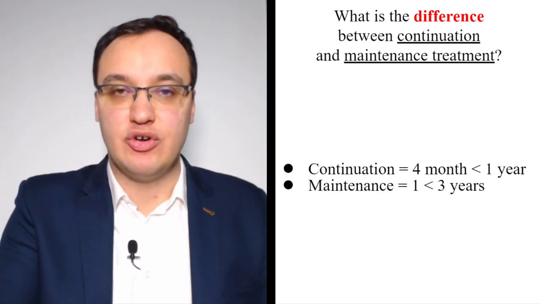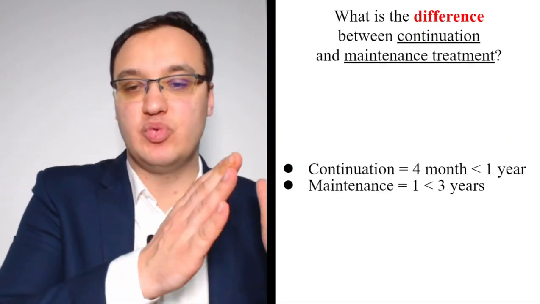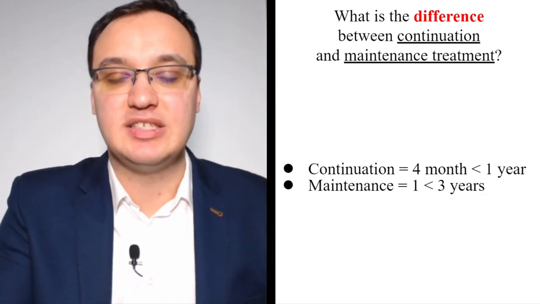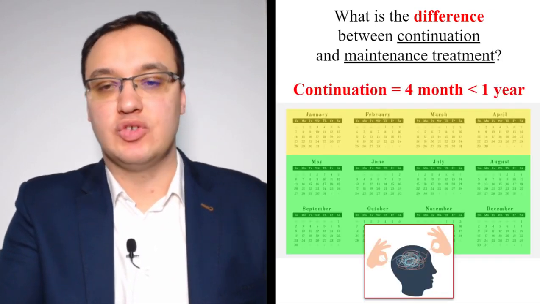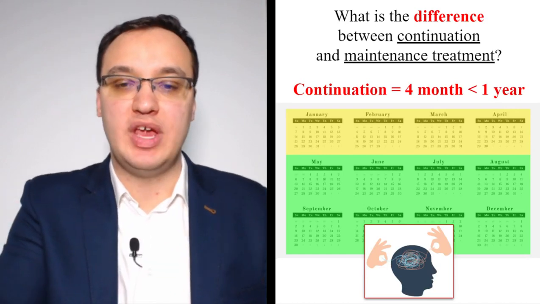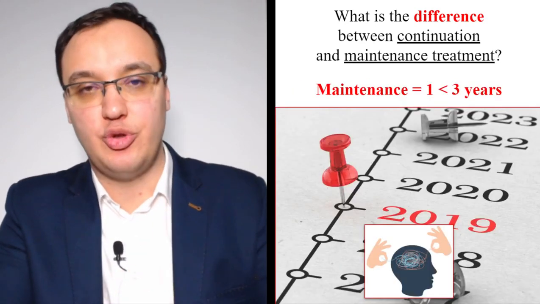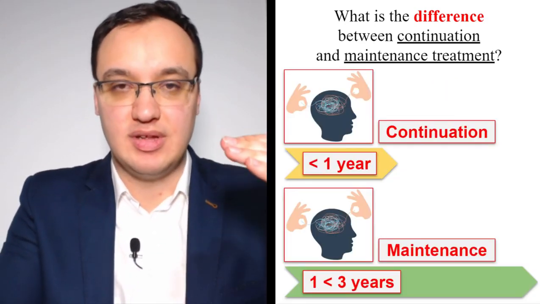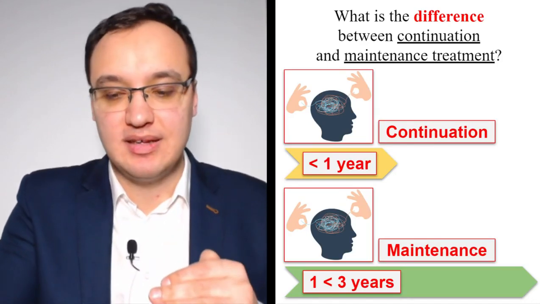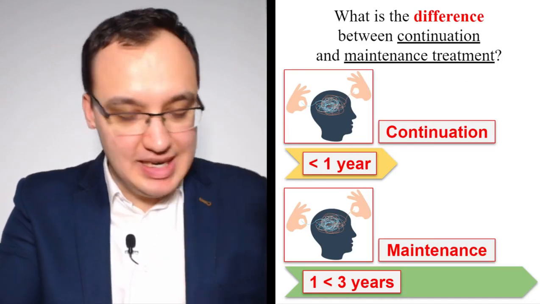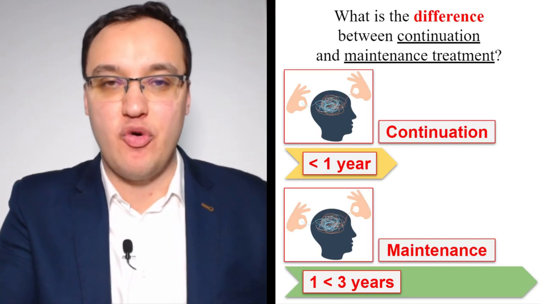Good. The difference between continuation and maintenance is that continuation is between 4 months and 1 year, and maintenance between 1 year and 3 years. So 4 months to 1 year for continuation, and maintenance 1 to 3 years. Continuation until 1 year, maintenance 1 to 3 years. I'm telling it many, many times, therefore you will remember it.